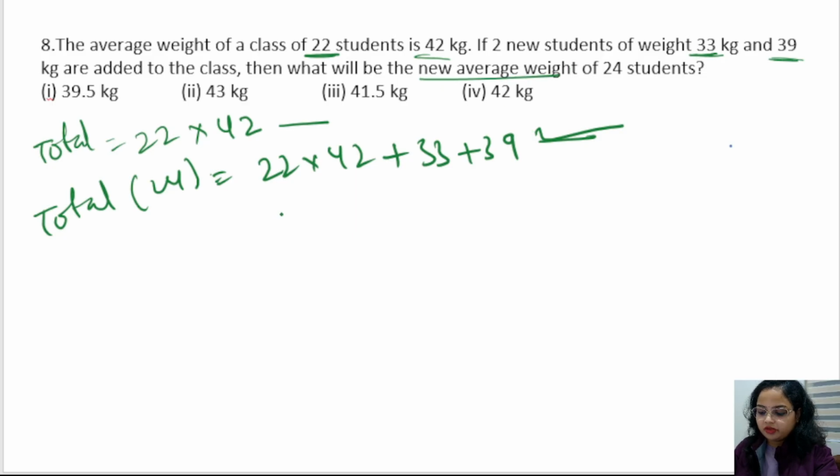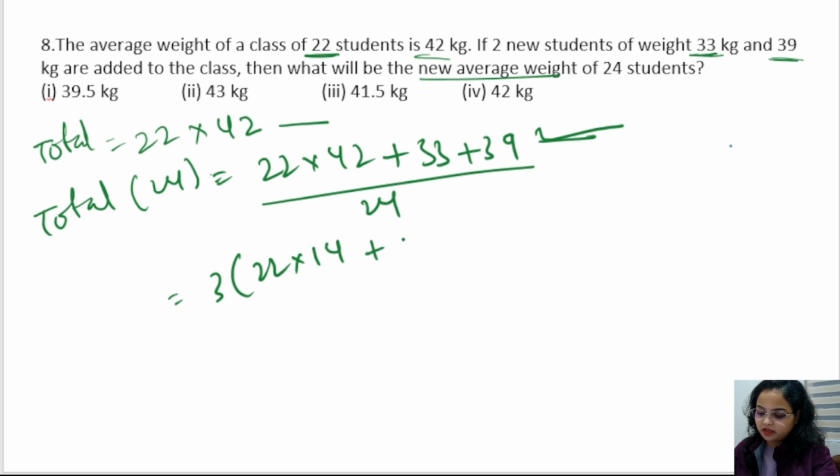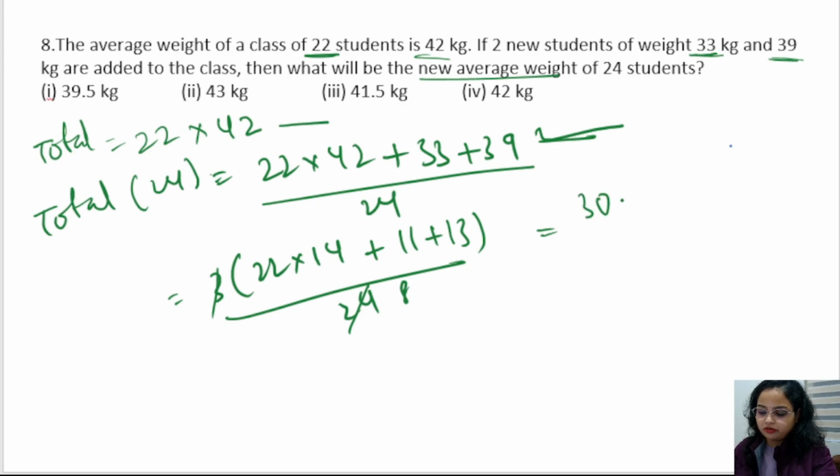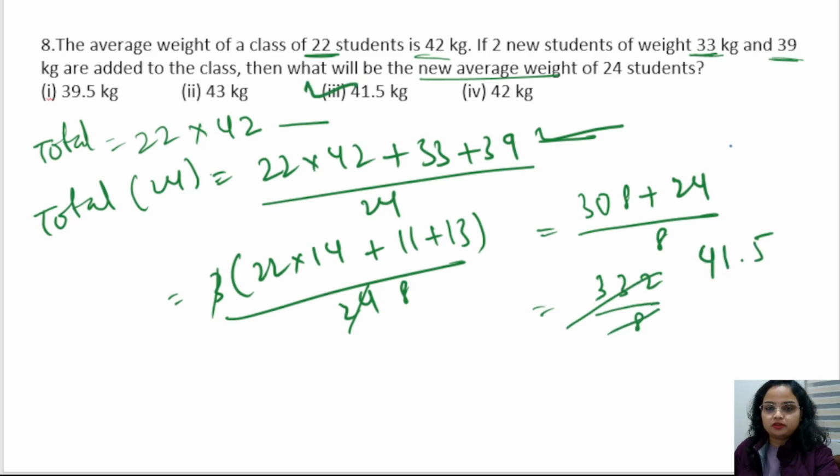So what is the average? We will divide this answer by 24. We will get the average weight. So here if we take 3 common, here 3 into 22 into 14 plus 11 plus 13 divided by 24. Here 3 into 8. So here it will be 14 into 2, 28 into 11, 308 plus 24 divided by 8. It is what? 332 divided by 8. Okay, 41.5 kgs. Third option.